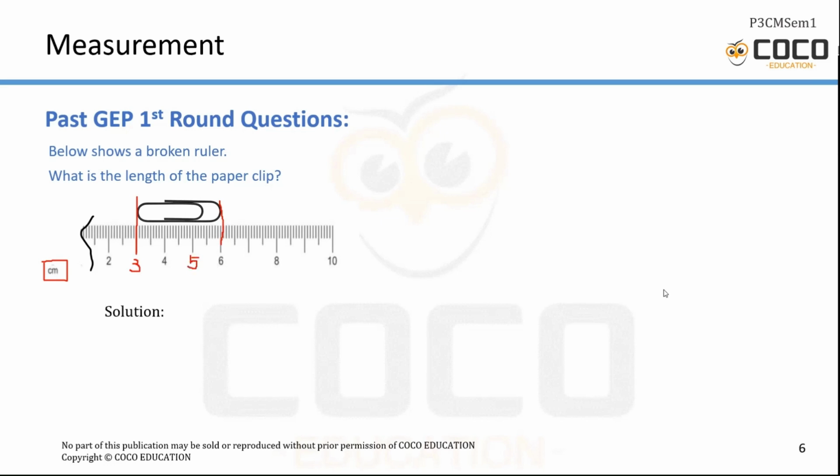So from this graph, it tells us the length of the paper clip is from 3 to 6, right? So since it's from 3 to 6, what is the length? We use a bigger number minus a smaller number. So we can find the length is 3 centimeter.